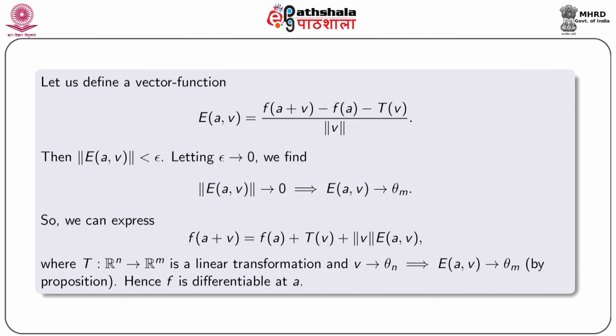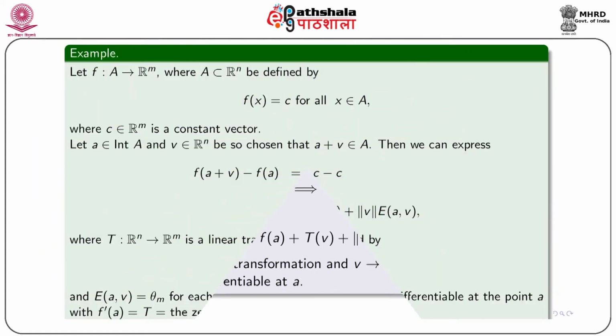Now, letting epsilon tend to 0, we find the norm of E_a(v) tends to 0 from above, that is E_a(v) tends to θ_m. So, we can express f(a+v) equal to f(a) plus T(v) plus norm v times E_a(v), where T from R^n to R^m is a linear transformation and v tending to θ_n implies E_a(v) tends to θ_m. So, we have our first order Taylor formula, hence f is differentiable at the point a.